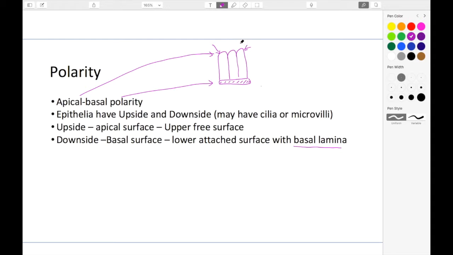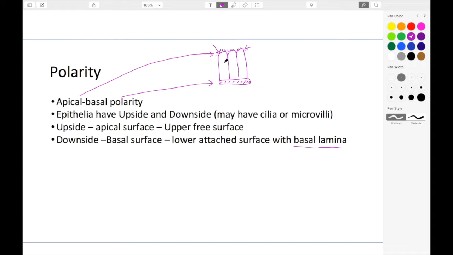In other words, to simplify more, each individual cell has an upside and a downside. The upside is usually a free area, and the downside is attached to the basal lamina. So you can say upside or downside, or you can say apical or basal polarity. And remember that on the free surface toward the apical surface, you may see some kind of structure like this under the microscope. Those may be microvilli or cilia.